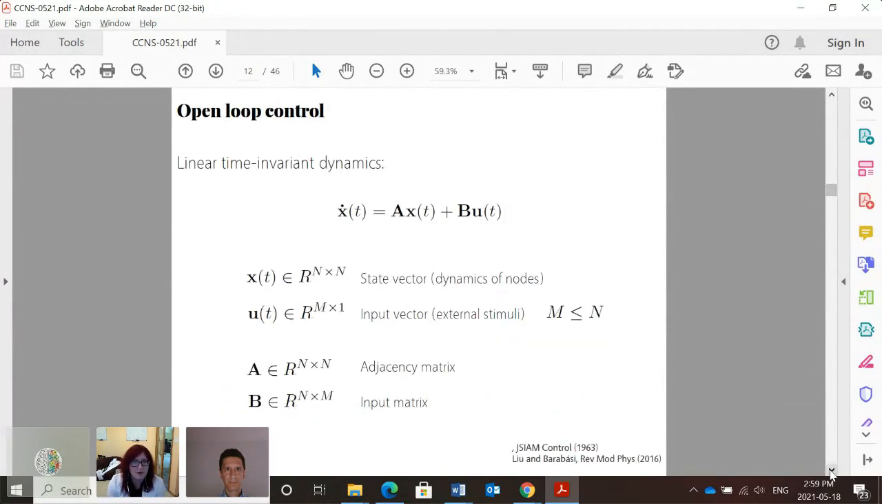In the following, I'm going to adopt open loop control with linear time invariant dynamics. What you're looking at here is x represents the state vector, so the dynamics of each node. A is our adjacency matrix. This is the structural connectome. This is all the pathways that could exist in the system. And u is an input vector. This is telling us where external stimuli are applied, so where your TMS pulse goes and what the TMS pulse looks like. And B is saying where it goes.